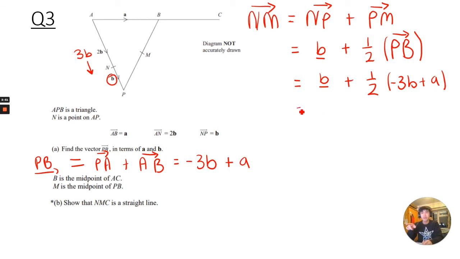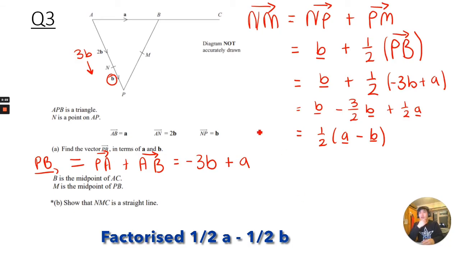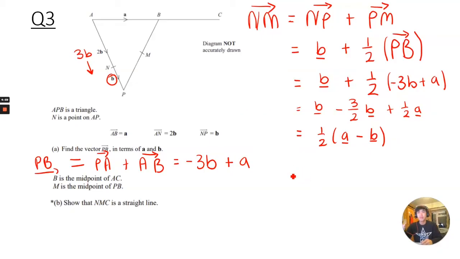So if I expand this, I get b plus, so take away 3 over 2 b, plus half a. And if I simplify this, I would get half of a minus b. Okay, and now we've done N to M.